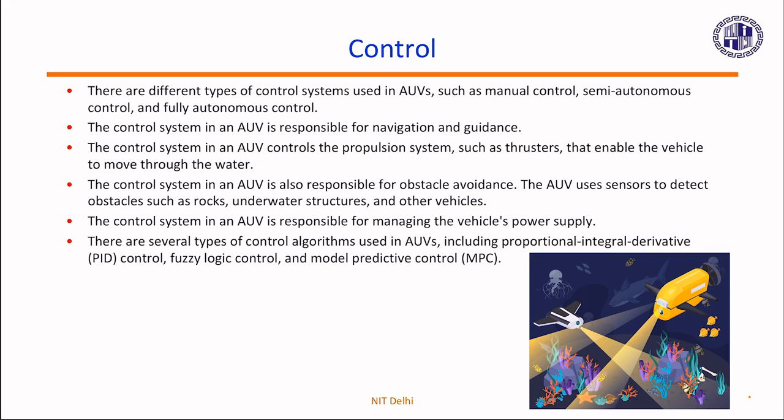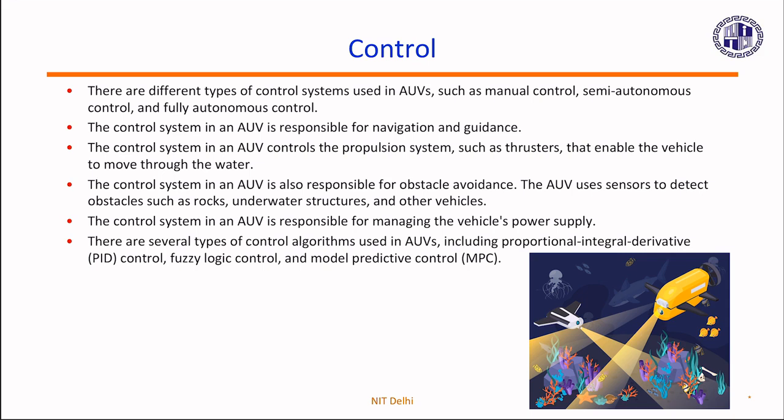Data processing algorithms are used to extract useful information from the data collected by various sensors. EUVs typically have a range of sensors including sonar, lidar, imaging sensors and environmental sensors. Data processing algorithms are used to process this data and extract information such as location of objects, the depth and temperature of the water and the presence of biological organisms.